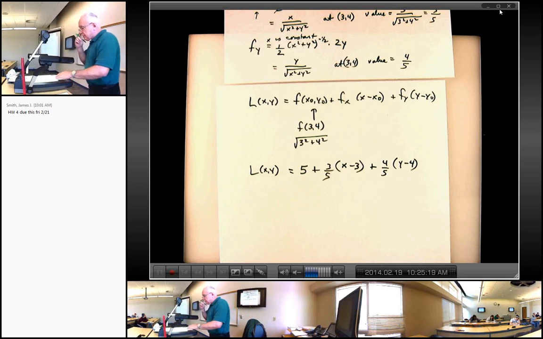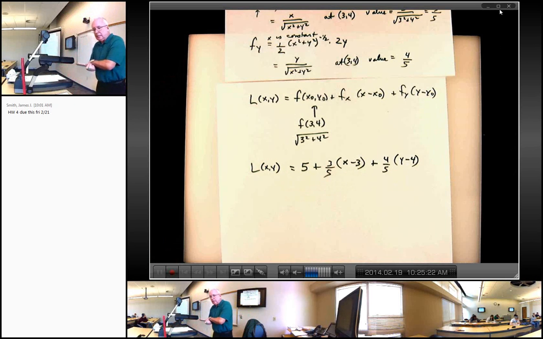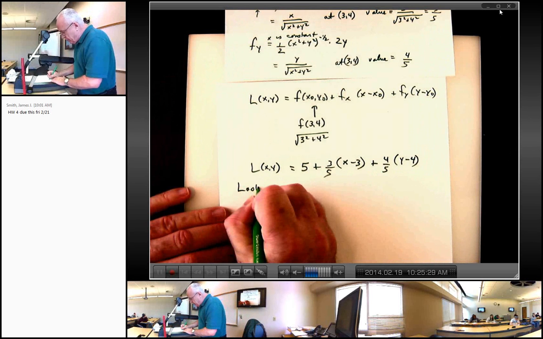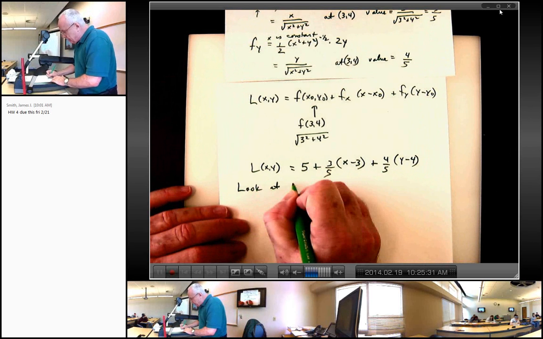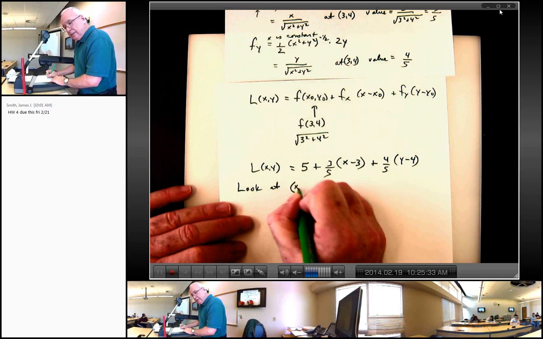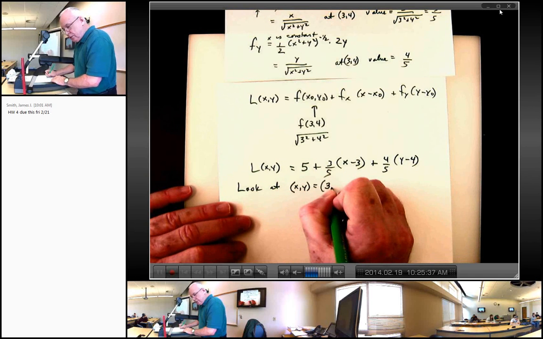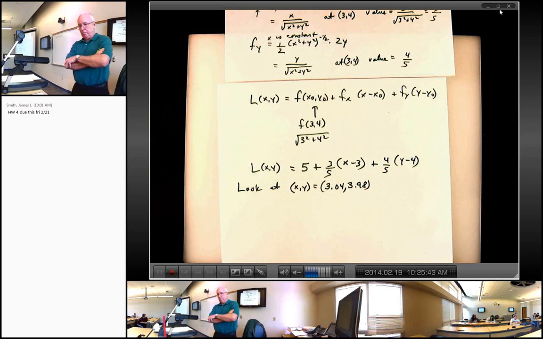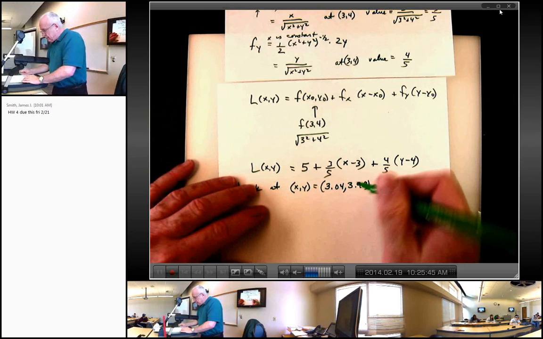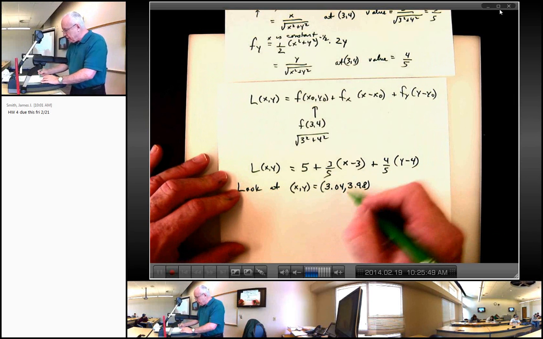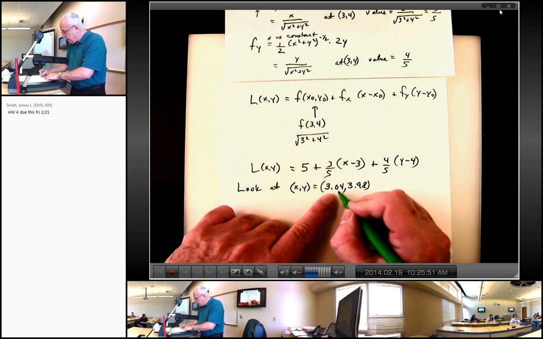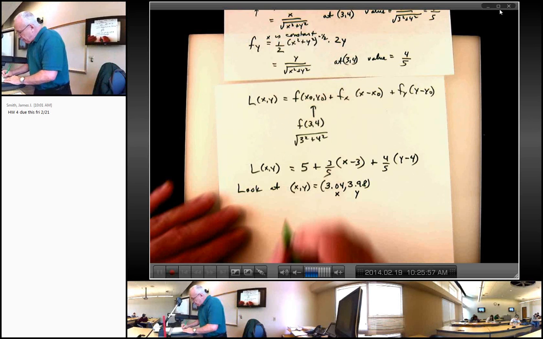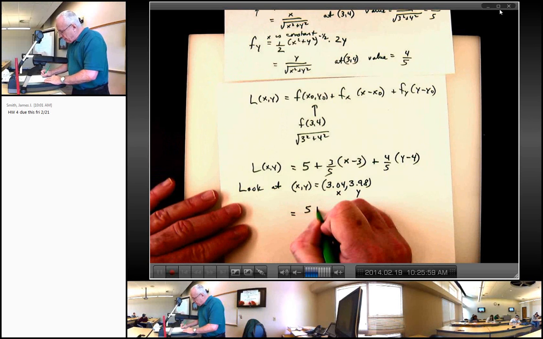Okay. Now, so this is our linearization. So let's figure out how good it is. Let's look at the point where (x, y) is equal to (3.04, 3.98). Okay. All right, so what we have to do is we basically plug in, this is our x, this is our y, and we're going to plug that into our linearization. So that's going to give us 5 plus 3/5.